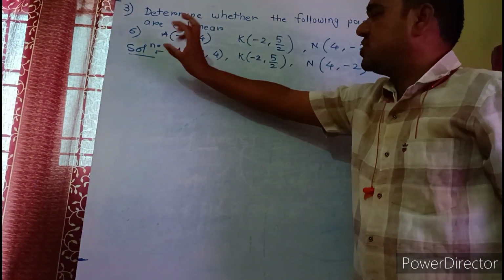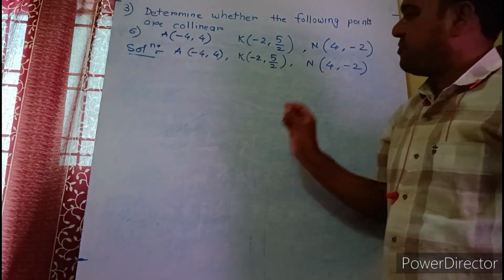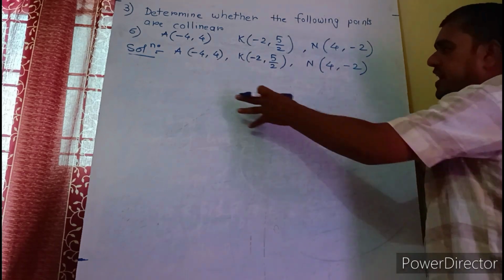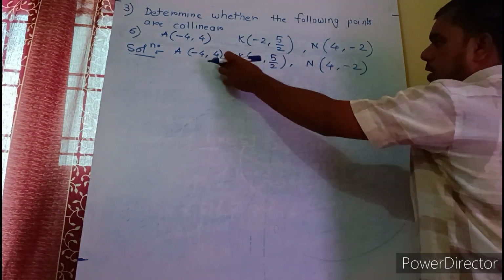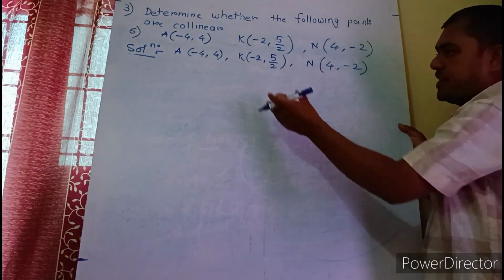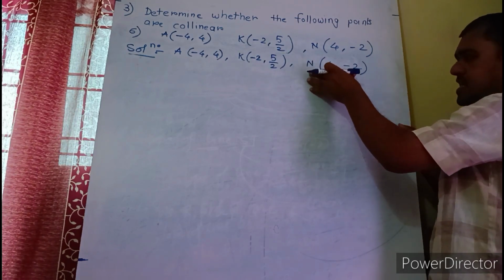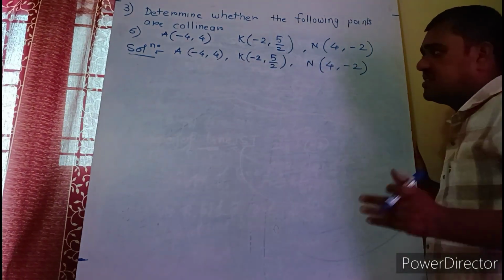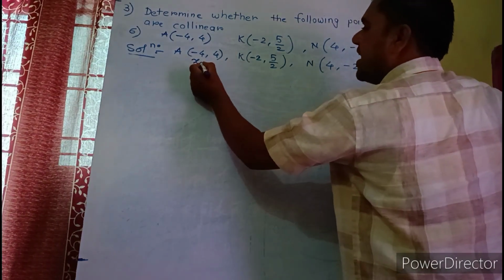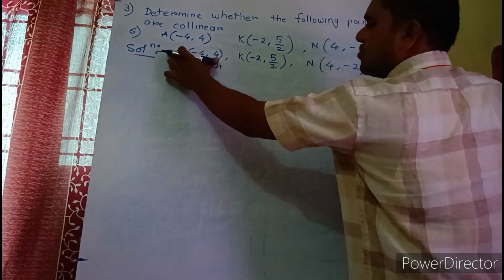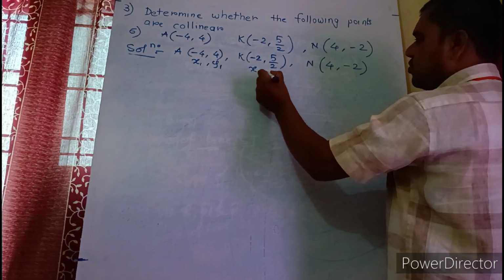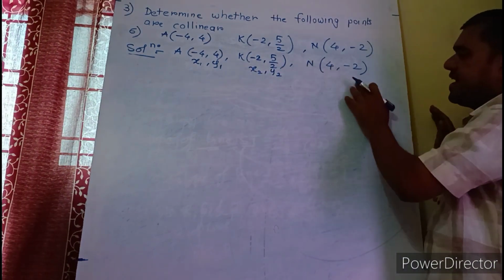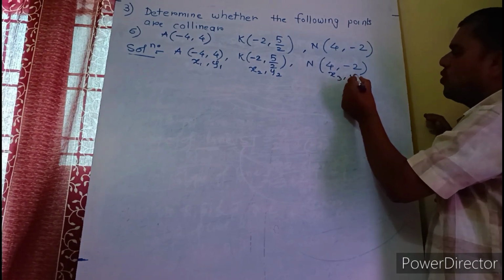So coming to the sixth sub question of question number 3, the points are given. We have written all 3 points on the board. That is point A with coordinates minus 4, 4, K with coordinates minus 2, 5 by 2, and N with coordinates 4, comma minus 2. Let us consider the coordinates of A as x1, y1, the coordinates of K as x2, y2, and now consider the coordinates of point N as x3, y3.